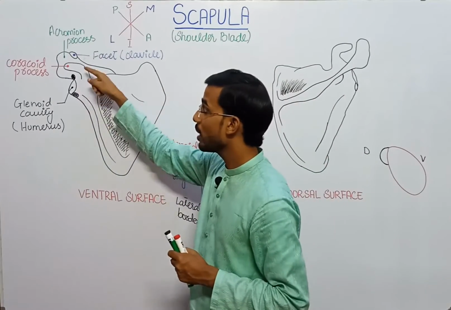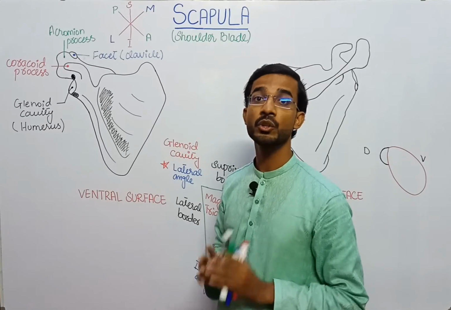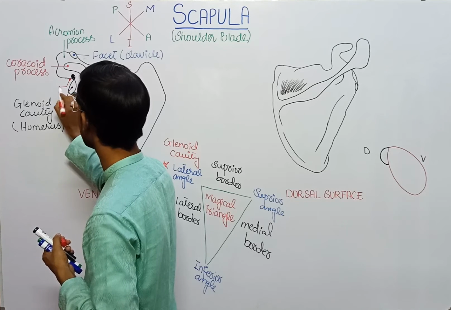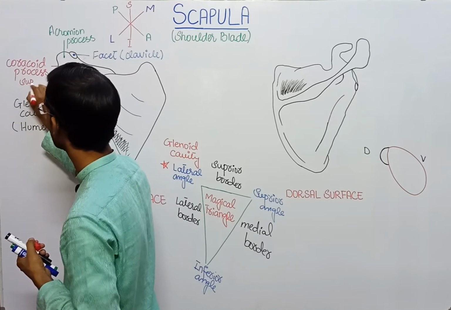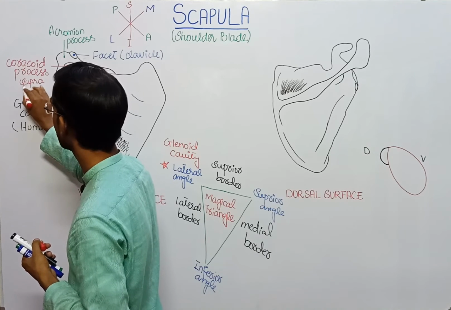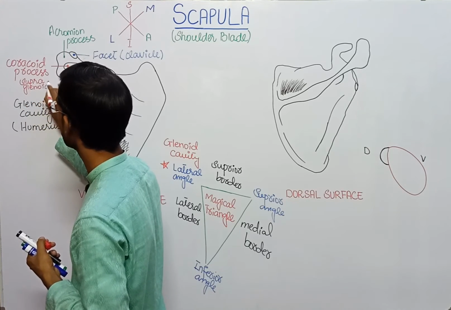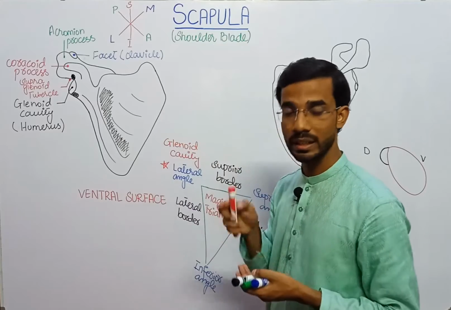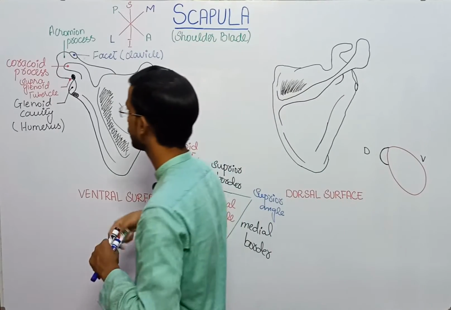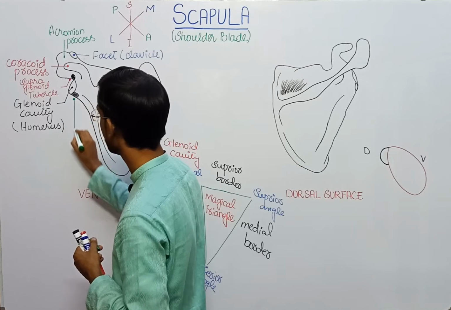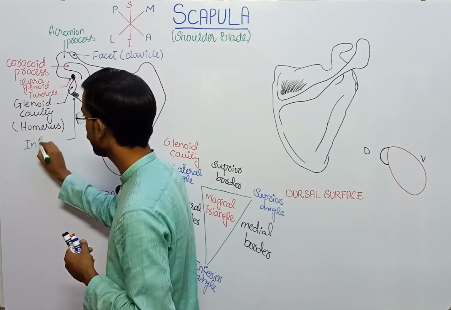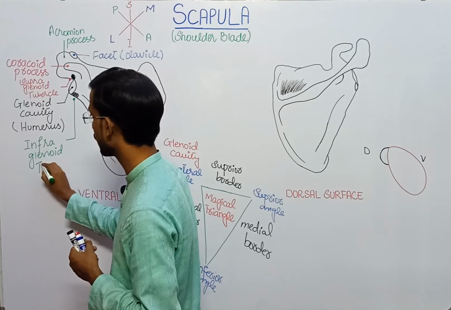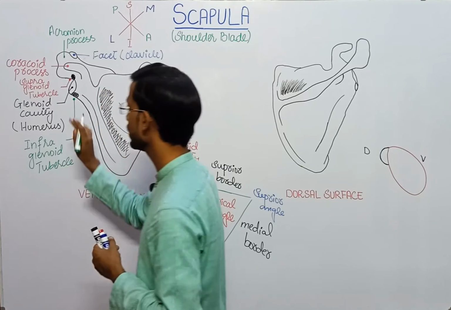Above and below the glenoid cavity there are two tubercles. The first one, this superior tubercle, is called the supraglenoid tubercle. And below the glenoid cavity is the infraglenoid tubercle. So these are the two tubercles.